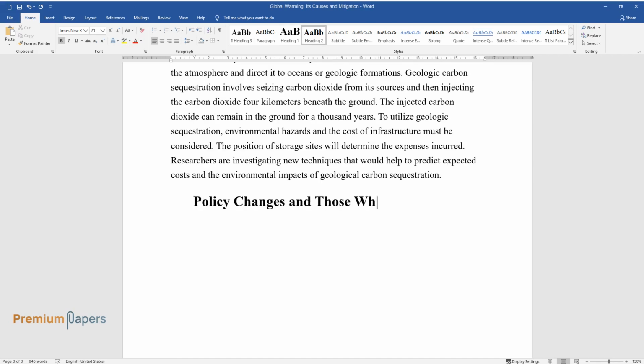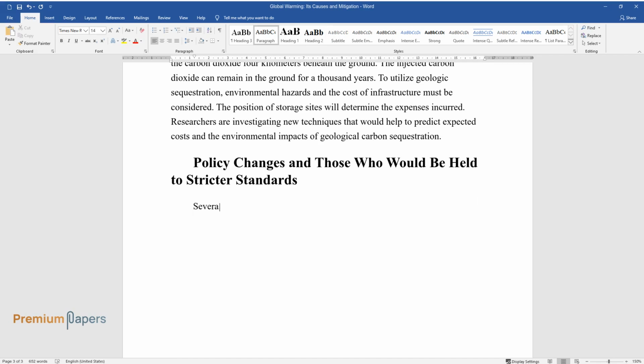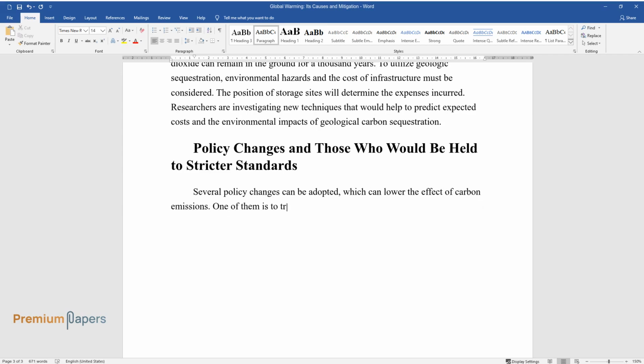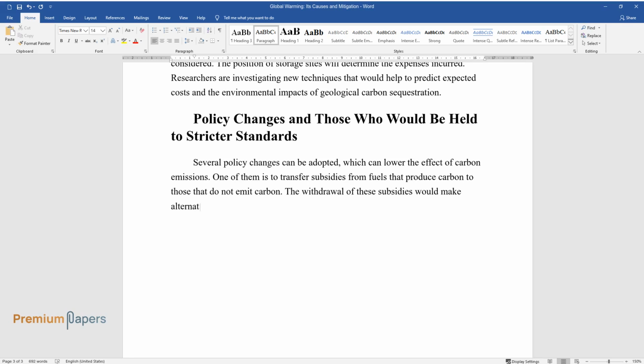Policy changes and those who would be held to stricter standards. Several policy changes can be adopted, which can lower the effect of carbon emissions. One of them is to transfer subsidies from fuels that produce carbon to those that do not emit carbon. The withdrawal of these subsidies would make alternative sources of energy more attractive to consumers.